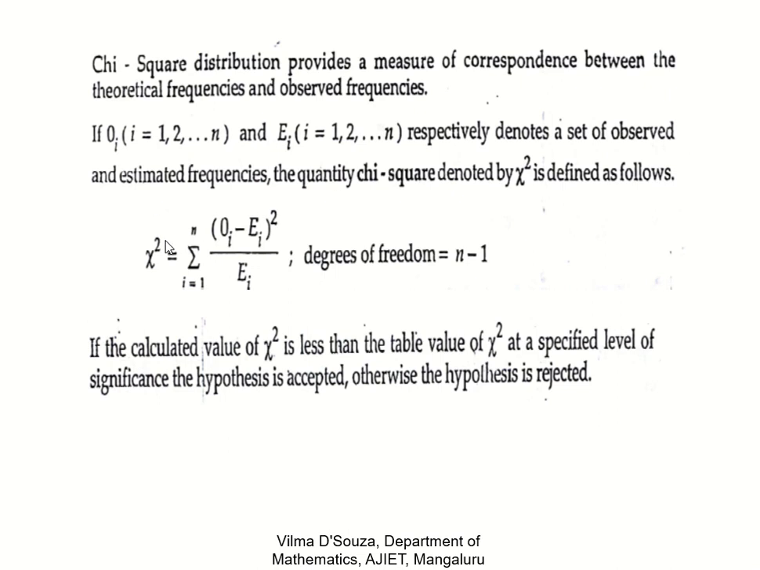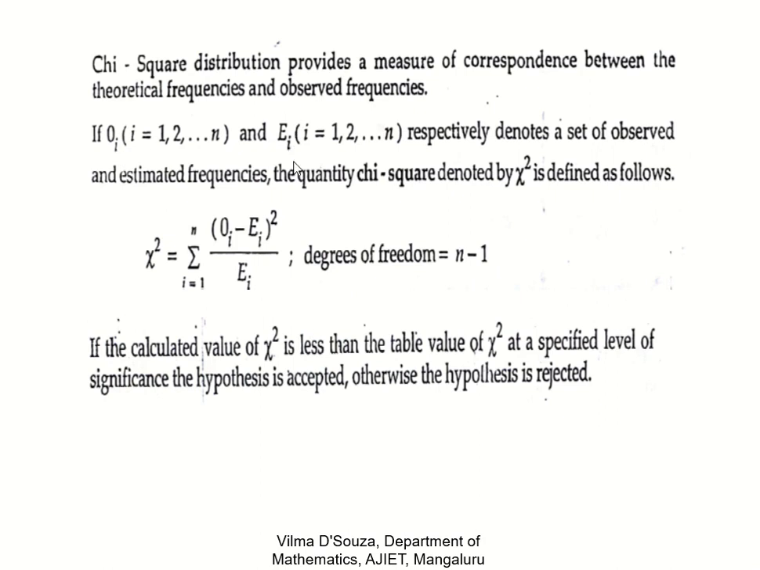Then the quantity chi-square, denoted by this mathematical symbol, is defined as follows. Chi-square is equal to summation of Oi minus Ei whole square divided by Ei, i varying from 1 to n. Again, as I explained earlier, the degrees of freedom here is n minus 1. You have n values, so the degrees of freedom is n minus 1.